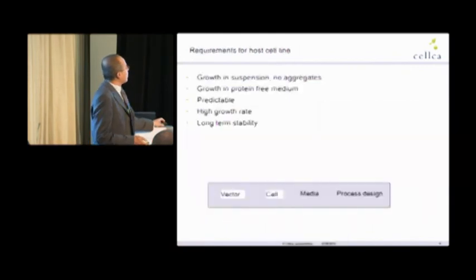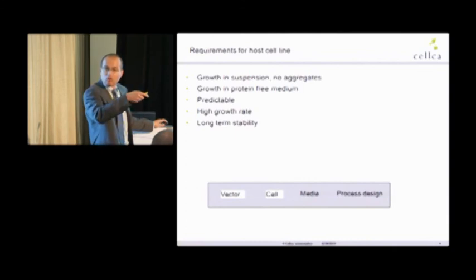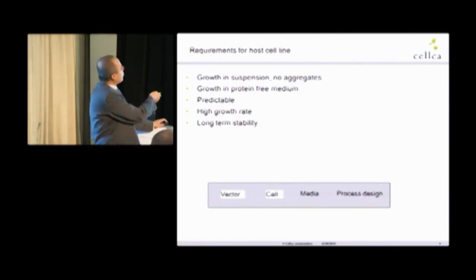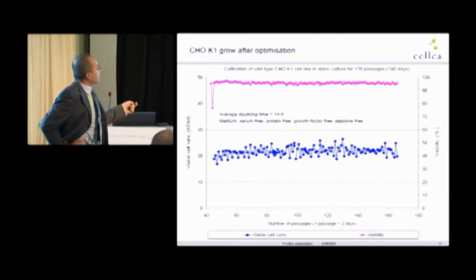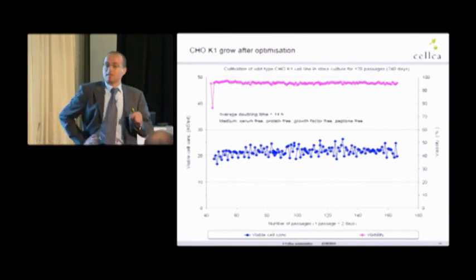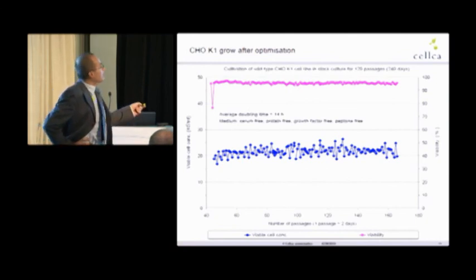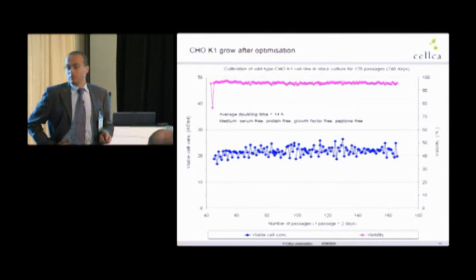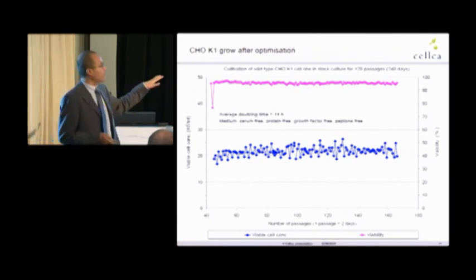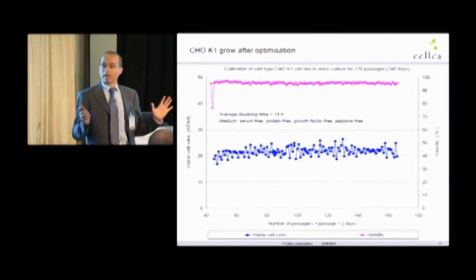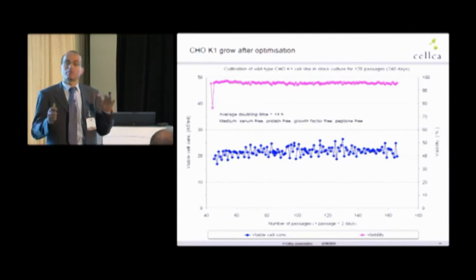what were the criteria actually? The criteria were predictable, and with the optimized process we have seen the stock culture is predictable. Growth in protein-free medium and long-term stability and high growth rate. We can see here everything. We see the cell line is grown in a serum-free, protein-free, growth factor-free, and peptone-free, 100% synthetic medium. And the cell line has a doubling time of 14 hours, which is fast growth. And this work has taken 2 years. And after that, that is still the host cell line. After that, we said, OK, now we have a good feeling that scale-up problems probably will not happen.